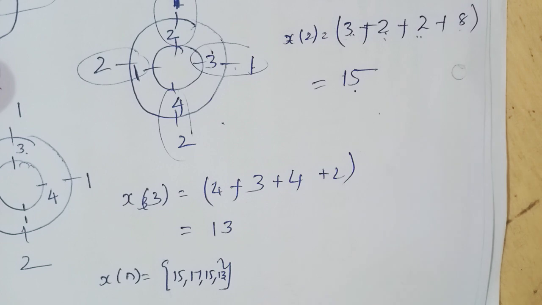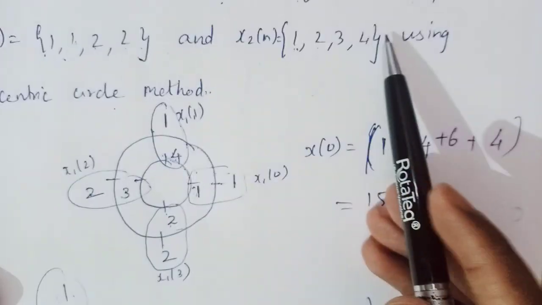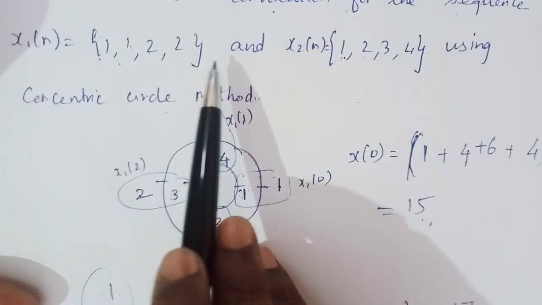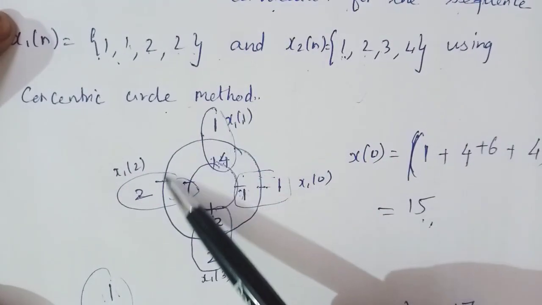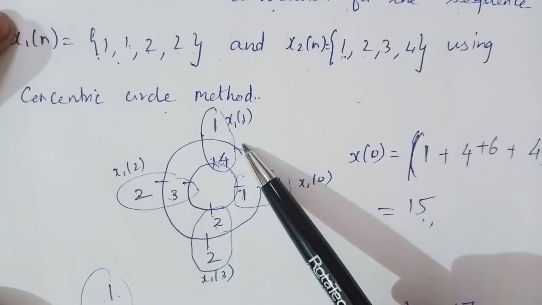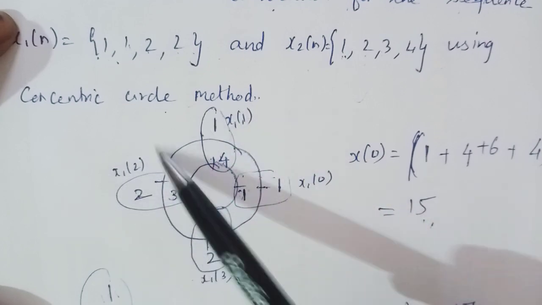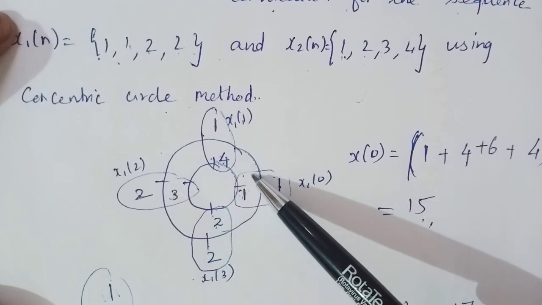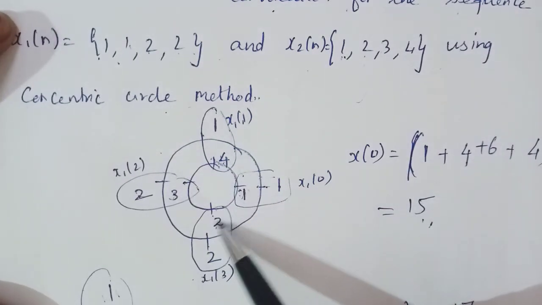So this is about circular convolution. Let me just summarize it once again. The question is, find the circular convolution for x1 of n equal to 1, 1, 2, 2 and x2 of n equal to 1, 2, 3, 4 using the concentric circle method. So we need to take two concentric circles, the outer circle and the inner circle. The outer circle values we write in anti-clockwise direction, which is this sequence 1, 1, 2, 2. The inner circle we write in clockwise direction, and it should be shifted n minus 1 times in anti-clockwise direction.